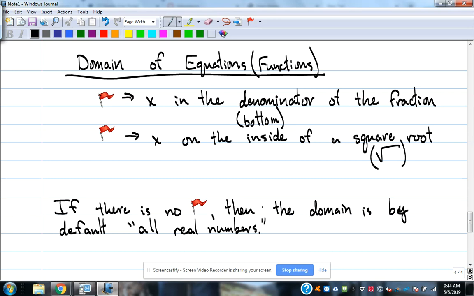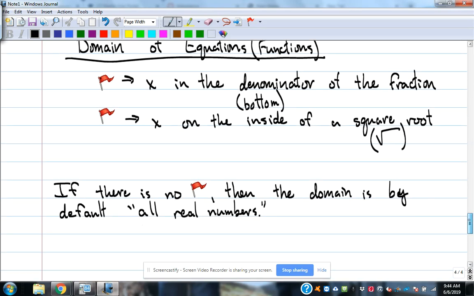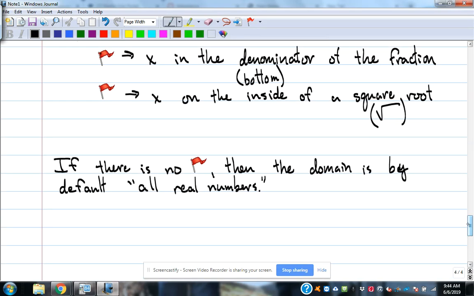Okay. So anytime we're dealing with functions, we start out with the assumption that the domain is all real numbers. And then the red flags can cut it down a little bit and can tell us what numbers don't work or what numbers are the only ones that do work. Okay, so we're going to go through some examples here and look for those red flags, and then I'm going to teach you what to do when those red flags show up.